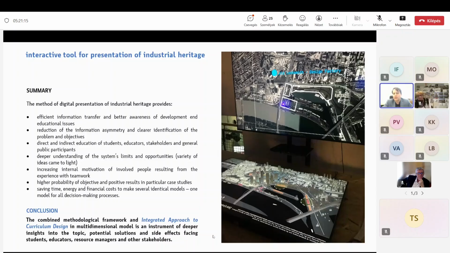That's thanks mainly to the cooperation with the municipality, because they also want to use this model for development projects and for presentation to the general public. And it's saving time, energy, and financial costs, because one model can be used for multiple reasons and purposes. So this is one way of using digital technologies at the urban scale.